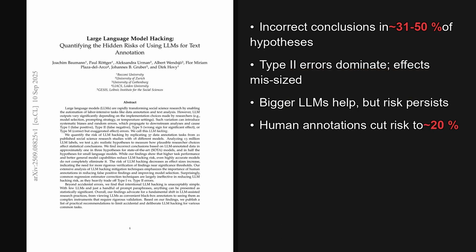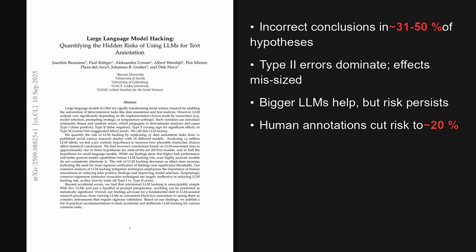I'm Alex. Today we are looking at a paper from the Hugging Face trending list, published on September 10th, 2025, just 2 days ago. The standout finding is stark. Incorrect conclusions based on LLM annotated data occur in approximately 1 in 3 hypotheses for state-of-the-art models, and in half the hypotheses for small language models.